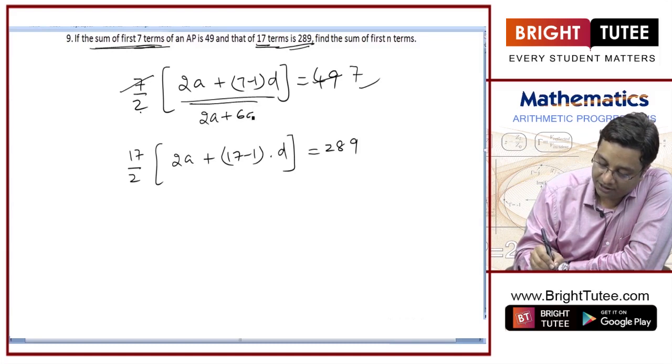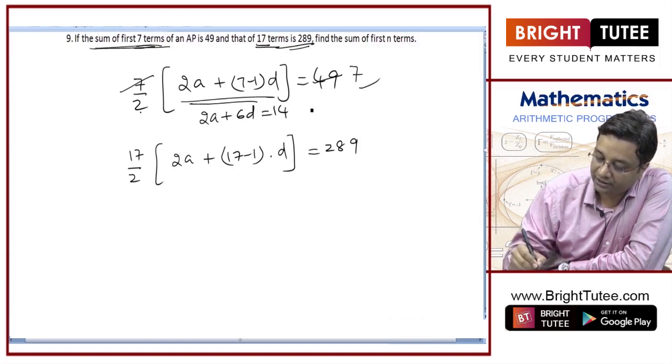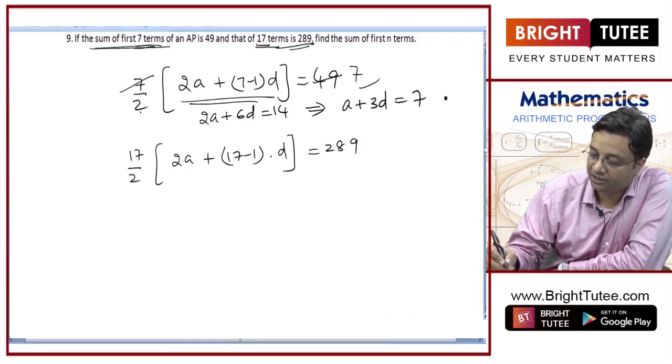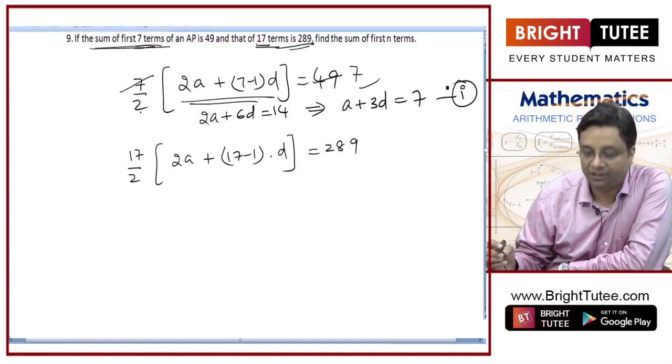So 2A plus 6d is equal to 14, which can be further simplified by dividing by 2 on both sides. A plus 3d equal to 7. So this is my first equation.